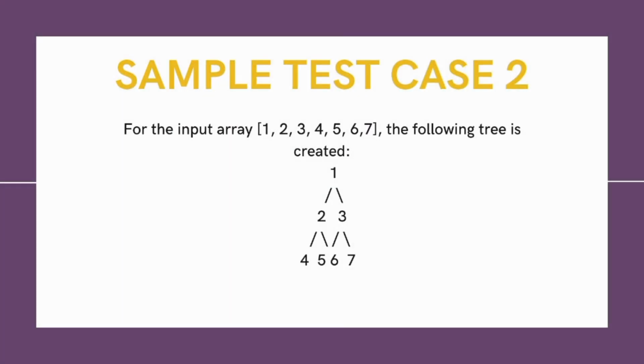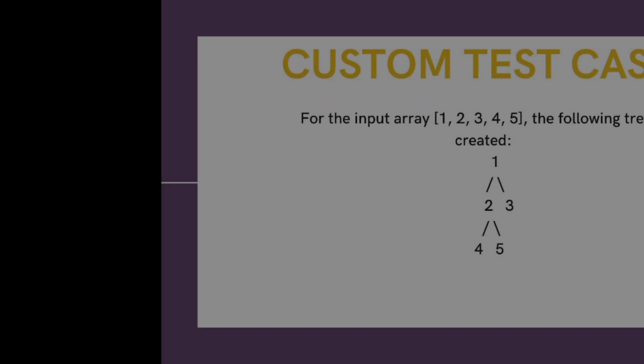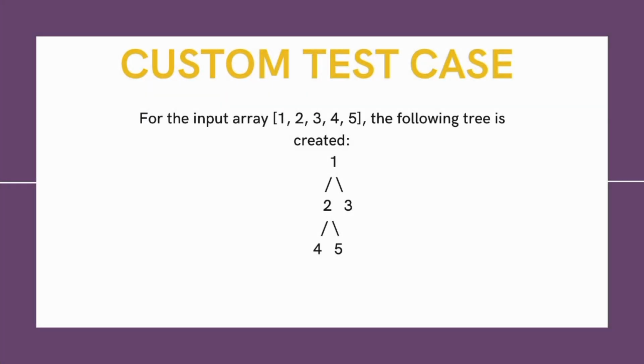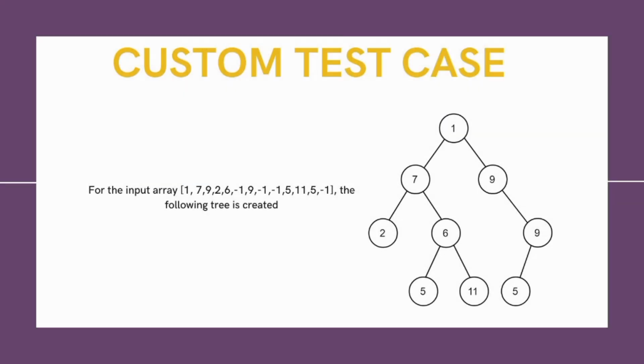In this example, the given input array creates a balanced binary tree. Since the left and right subtrees are mirror images of each other, the tree is symmetric. This is a more complex case where all nodes are filled, making it an excellent example of symmetry. In the following custom test cases, both the binary trees are considered asymmetric as the left and right subtrees are not mirror images of each other.